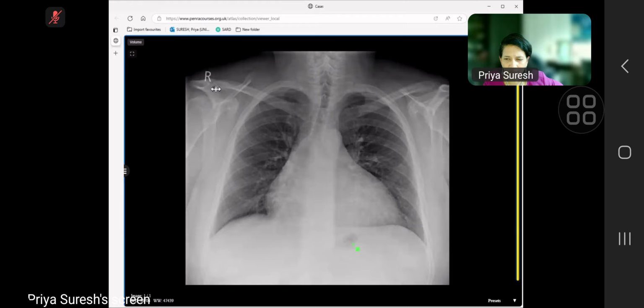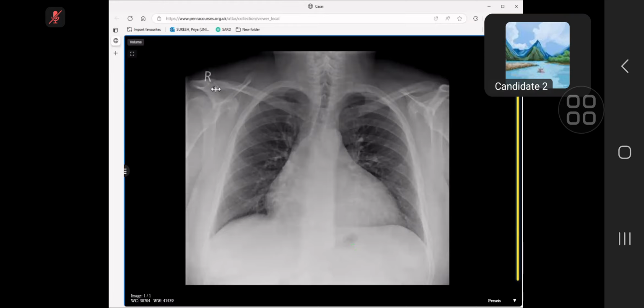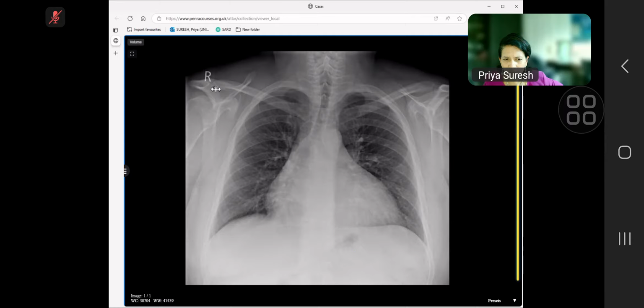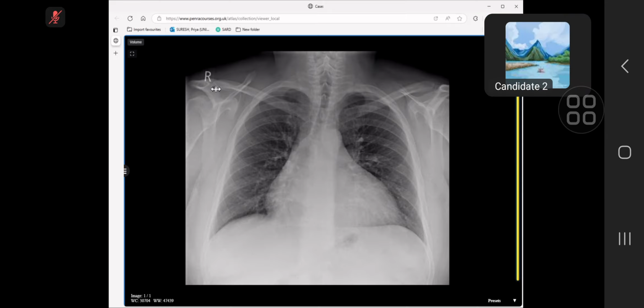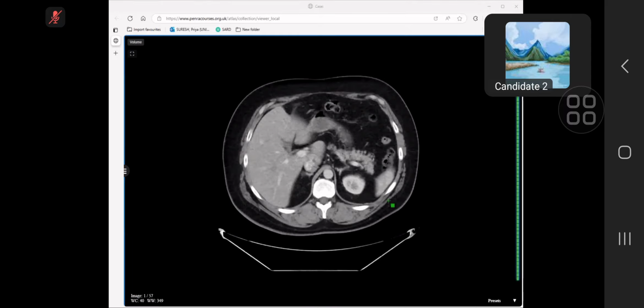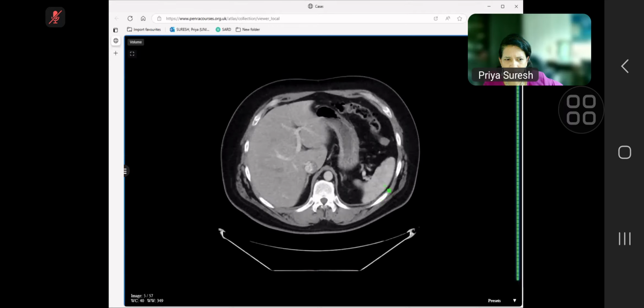They didn't do a lateral. Is the patient a known case of any disease like sickle cell disease? No. What do you want to do next? Ma'am, I want to do a CT with contrast.